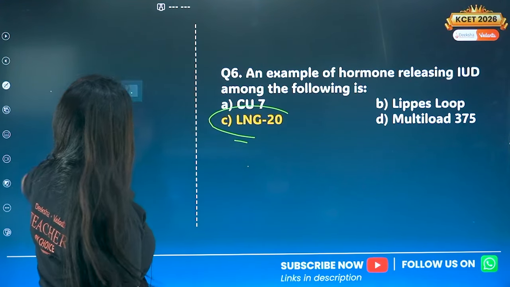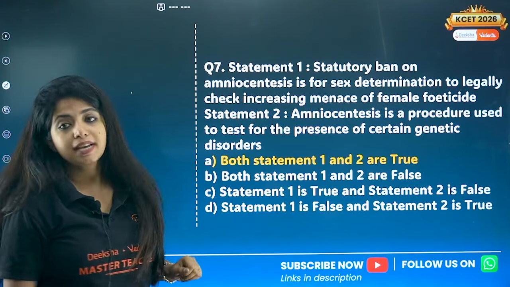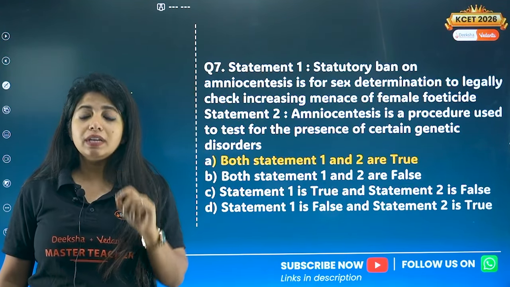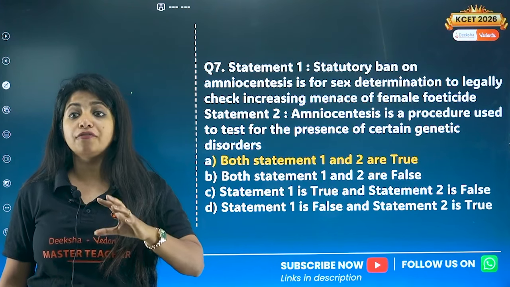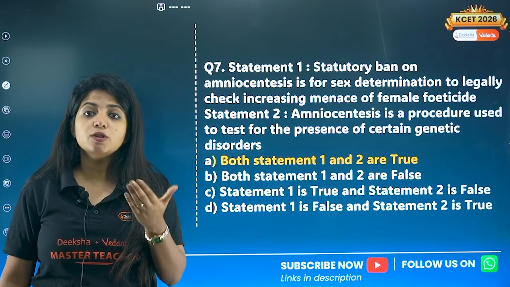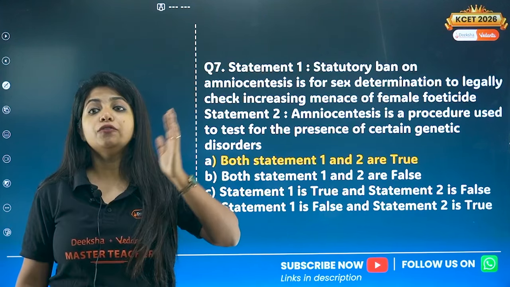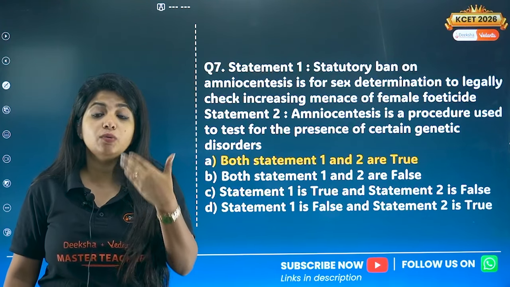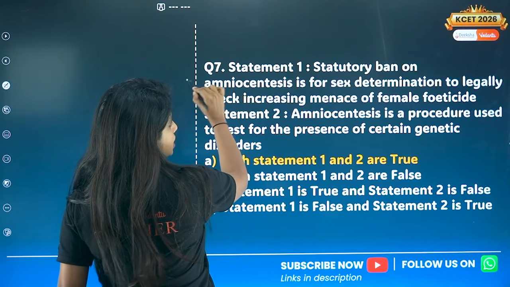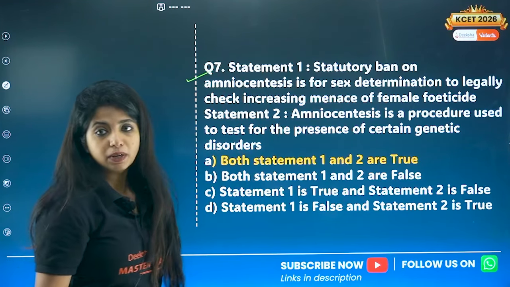Now my dear children, next question. Statement 1. Statutory ban on amniocentesis for sex determination is to legally check the increasing menace of female feticide. So a statutory ban was put on amniocentesis. Why? Because people used amniocentesis to find the sex of the child, and if it was female, they used to kill them, which is why it was done. So this statement is correct.